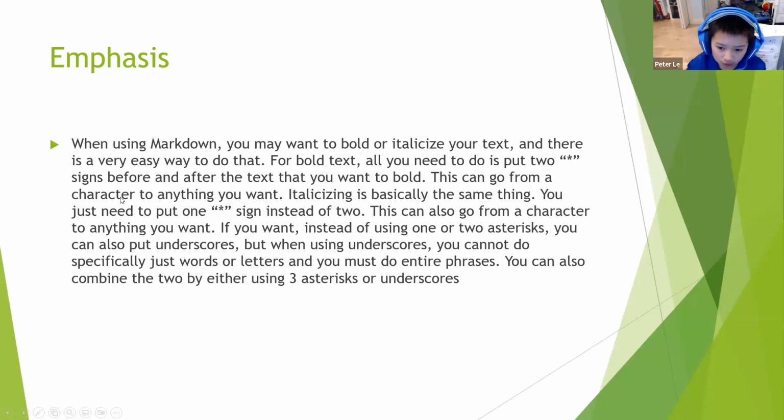Italicizing is the same thing. You just put 1 asterisk sign instead of 2. So for bold, you put 2 asterisk signs, but for italicizing, you put 1. Italicizing can go from just a character to anything you want that's in a line. It's the same as bold. If you want, instead of using asterisks, you can also use underscores. But when you use underscores, you cannot put them in between words or letters because Markdown just doesn't understand that. You can also combine the two by using 3 asterisks or underscores.